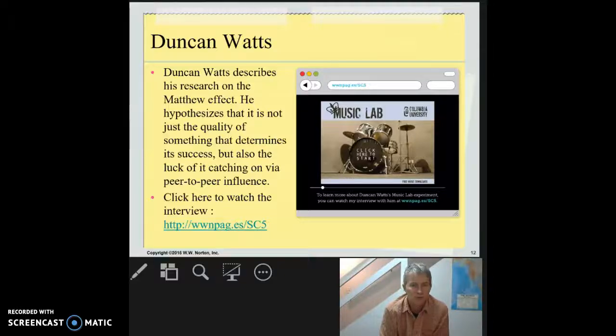Along with his co-researchers, Watts tested his hypothesis by creating an online site called the Music Lab, where MP3s from unknown bands were posted. Watts and his colleagues studied how posted rankings affected people's opinions about the song, and through those observations made some statements about causality in reference to this idea of peer-to-peer influence. It might not just be that the song is good, it might be that other people are saying the song is good, therefore the song becomes good.